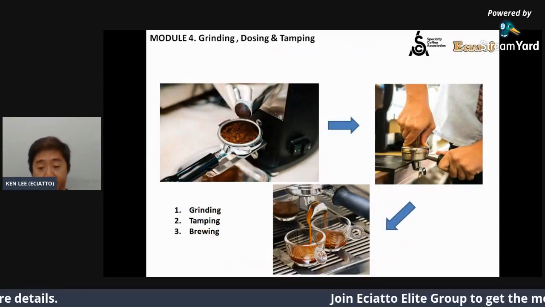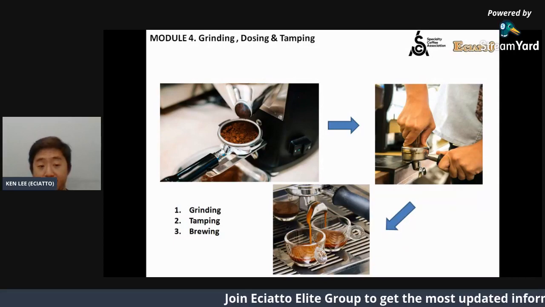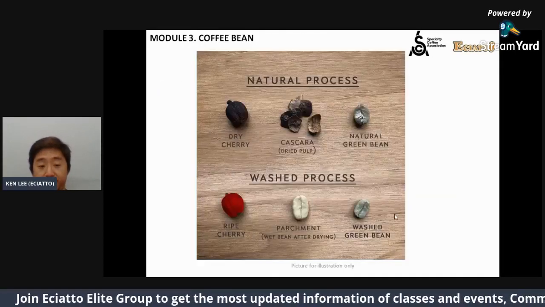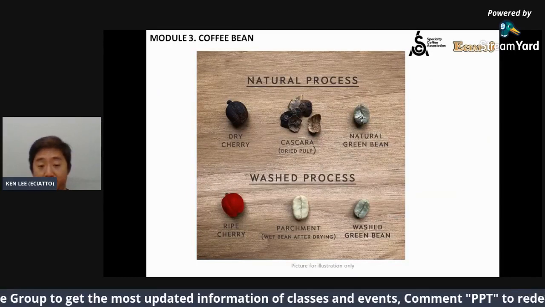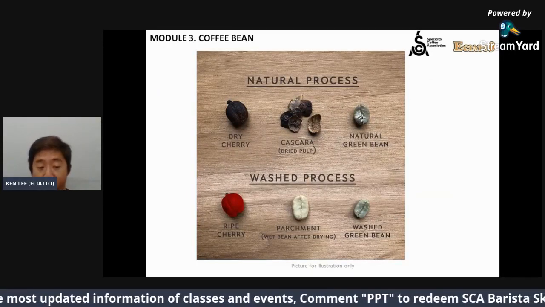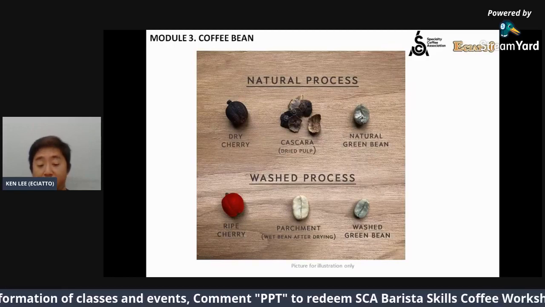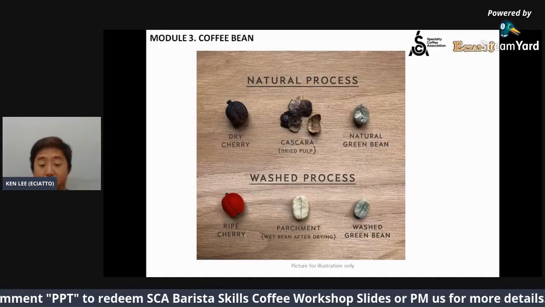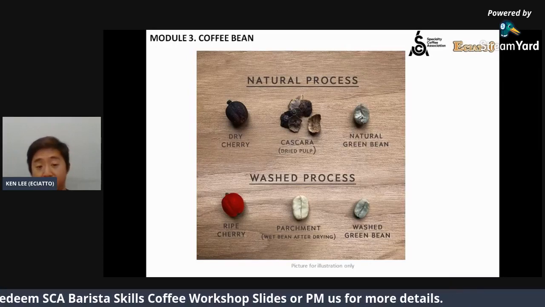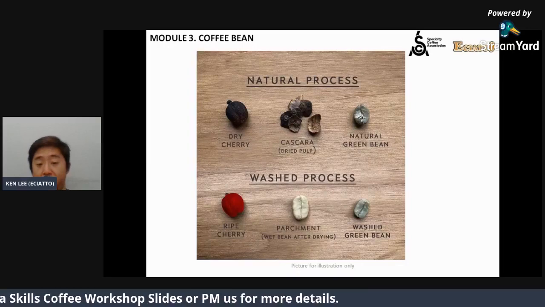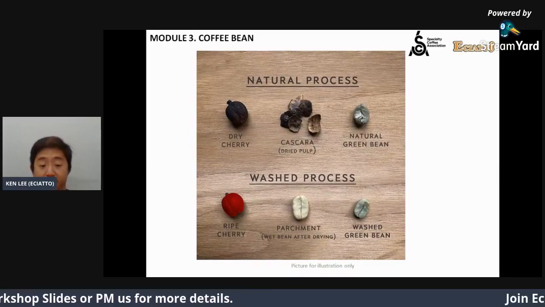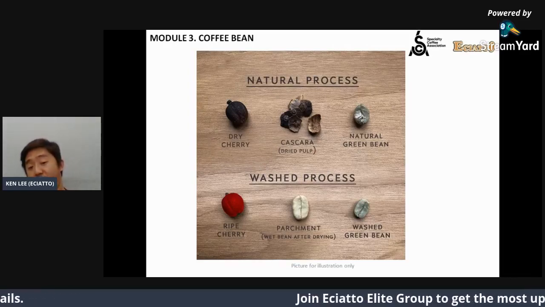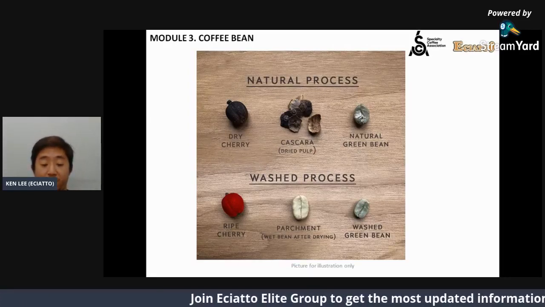This is the process that we need to go through. After the coffee beans have been processed, whether natural or wash, they will be collected and sent to us, either to store or to the roasting area for the roaster to do some testing on the beans. After that has been roasted, we go through our grinders to help us brew the profile that we want.